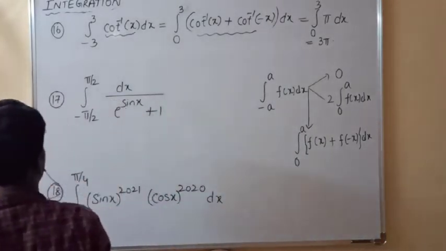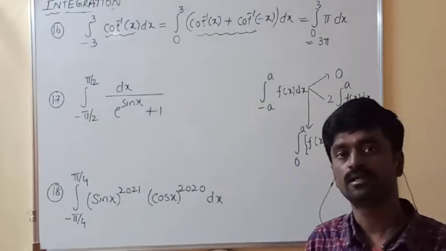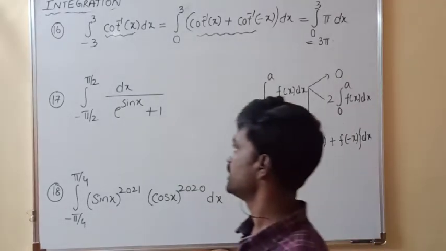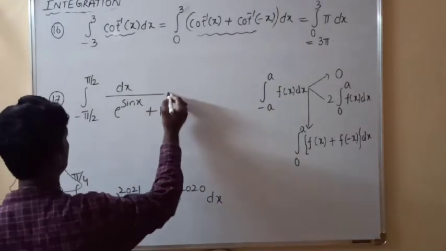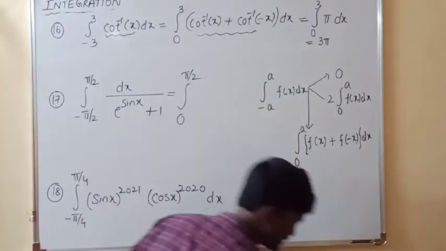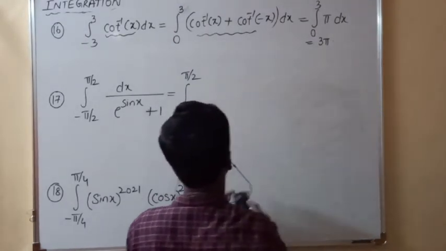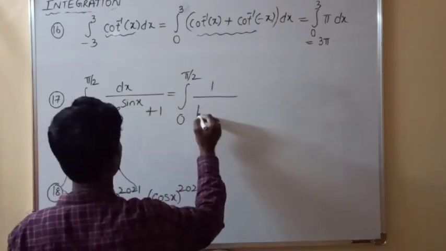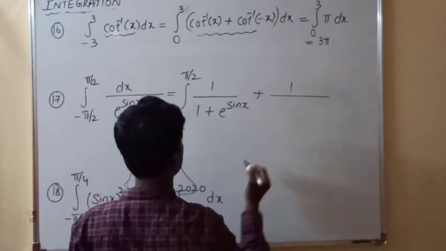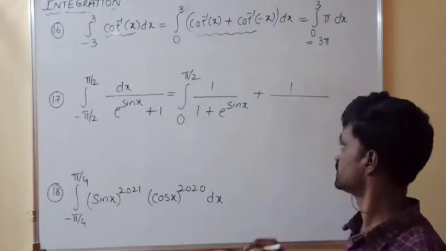Here also this function is 1 upon e power sin x plus 1. It is neither even nor odd. Again go through the third choice. Writing this minus pi by 2 to pi by 2, how we have to write? Integral 0 to a, that is 0 to pi by 2, f of x. F of x means the given function, that is 1 by 1 plus e power sin x, plus f of minus x. That means in the given function we have to replace x by minus x.